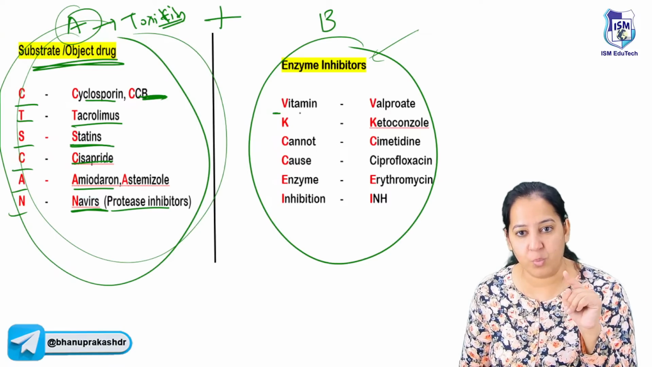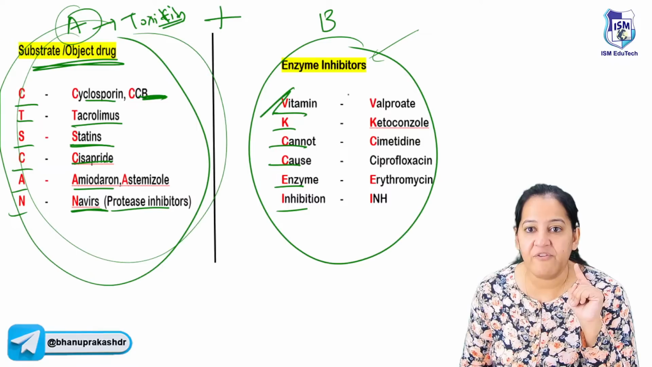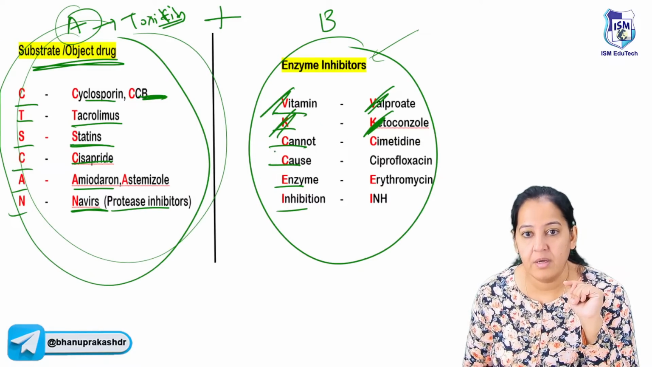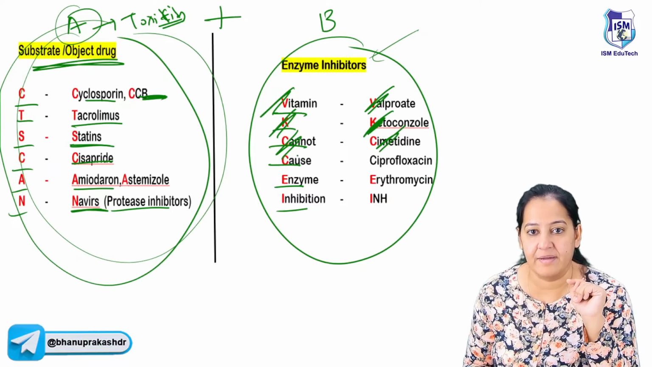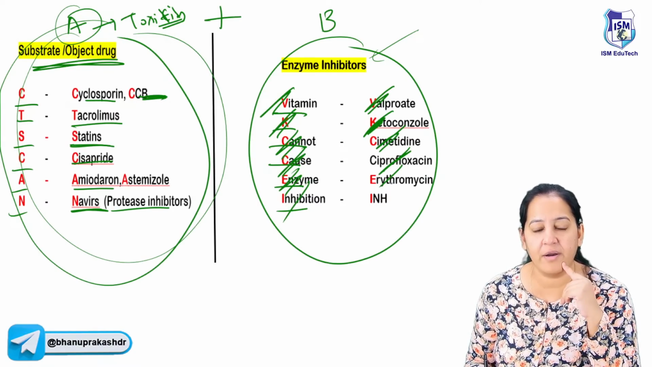And the inhibitors: vitamin K cannot cause enzyme inhibition. It's a mnemonic. V stands for valproate. K stands for ketoconazole. C stands for cimetidine. Another C stands for ciprofloxacin. E for erythromycin and I for isoniazid.